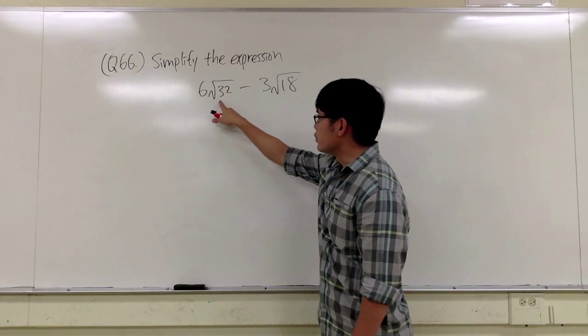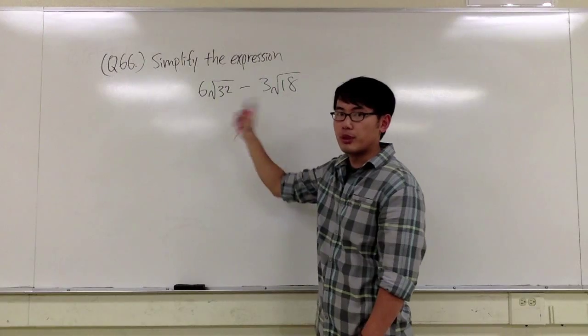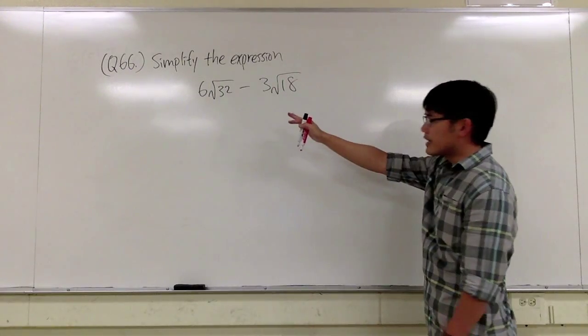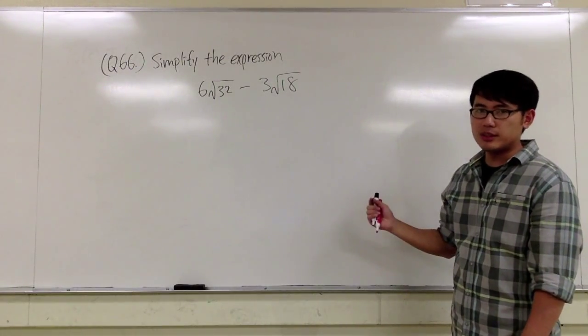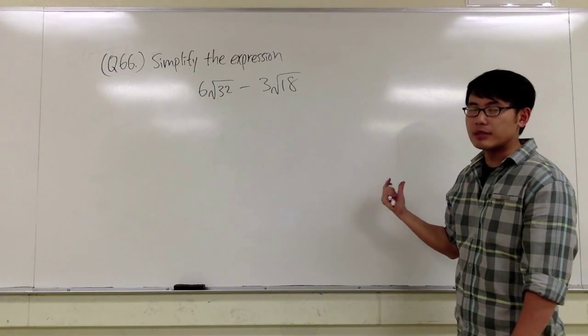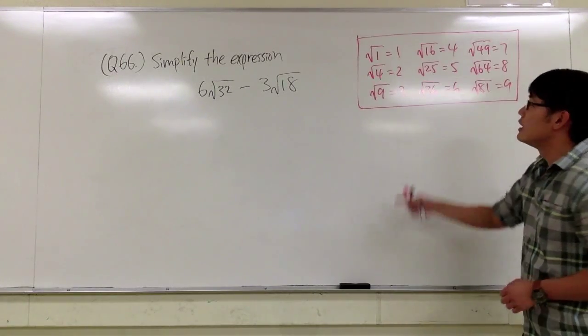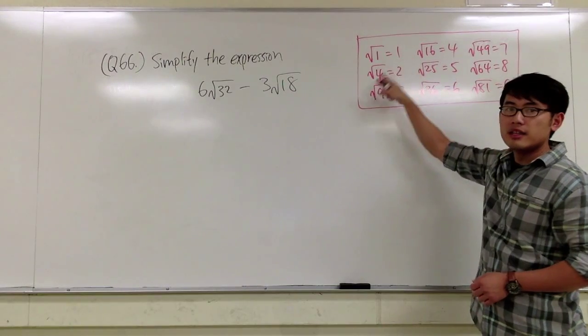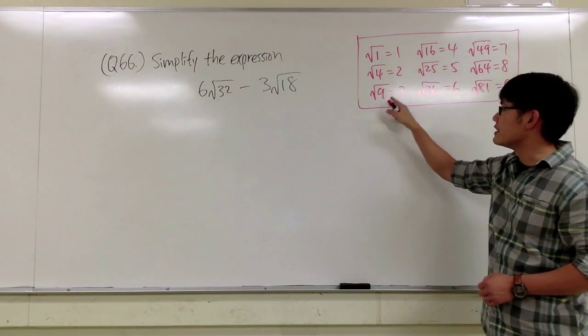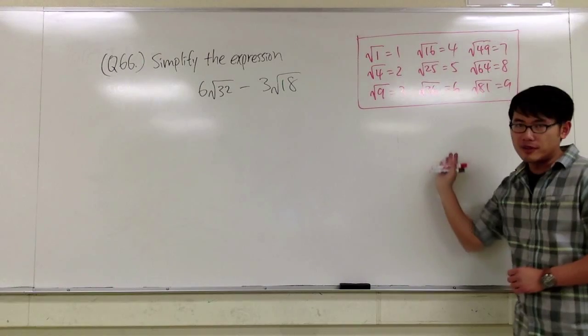Let's look at square root of 32. Let's focus on that for now. We are going to break it down. And in order to break that down, we have to know the perfect squares. So these are the square numbers that you have to know. So we know that square root of 1 is equal to 1, square root of 4 is equal to 2, square root of 9 is equal to 3, and so on. These are the perfect squares.